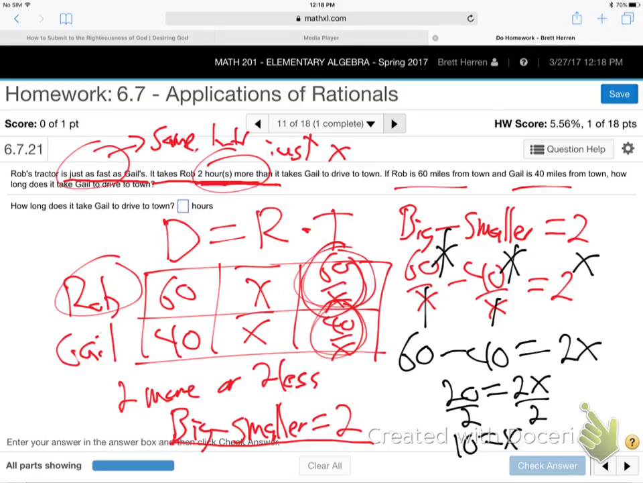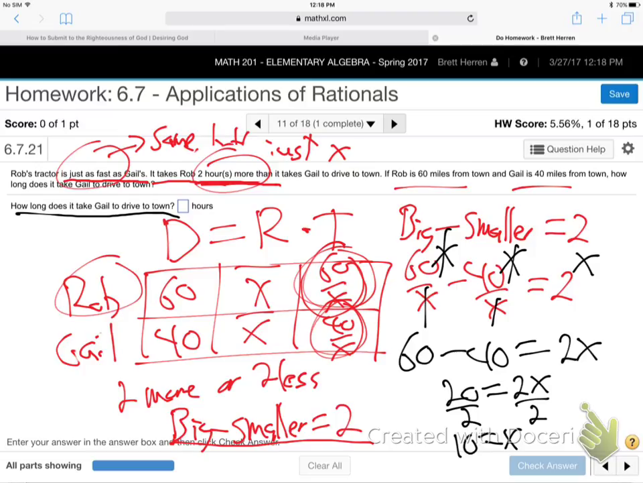X is 10. Now, how long does it take Gale? 10. Nope, careful. That 10 is the key, but it's not the door. You got to go back to the door they want open. What's behind door number 3, Bob? What door do they want? Yeah, what are they asking?